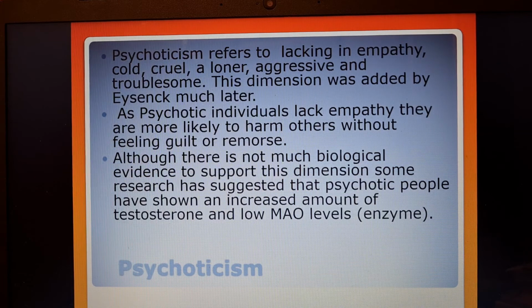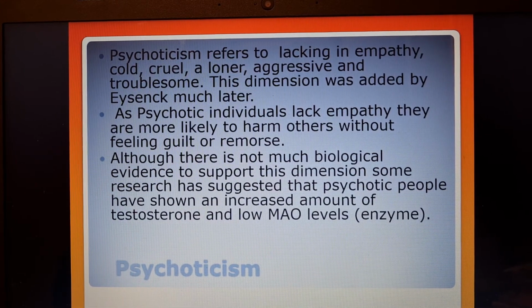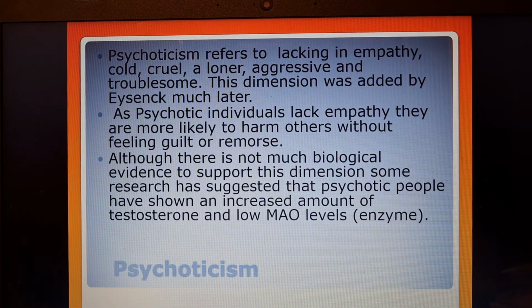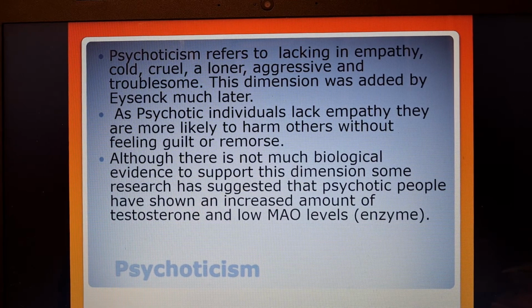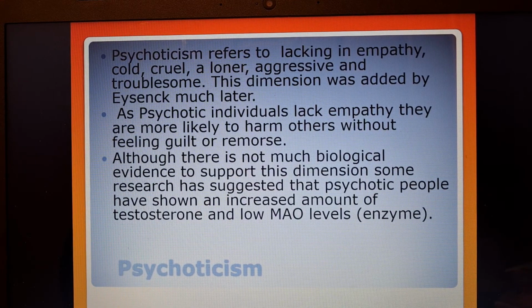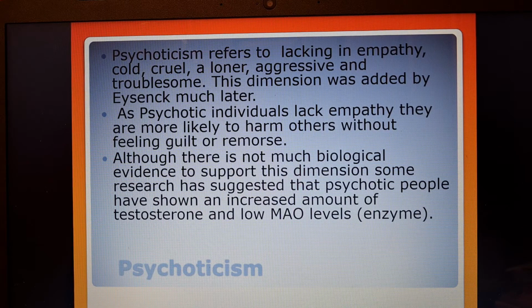feeling guilt or remorse. Although there's not much biological evidence to support this dimension, psychoticism, there has been a little bit of research which shows an increased amount of testosterone and also low MAO levels, which is an enzyme, monoamine oxidase. So there is some biology, but not much, on the psychoticism trait.